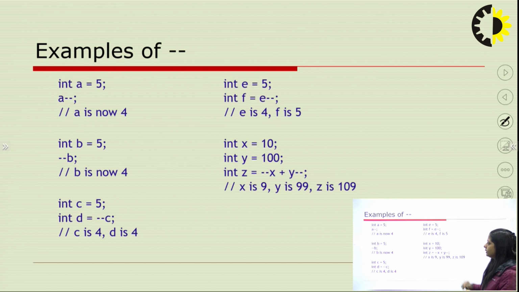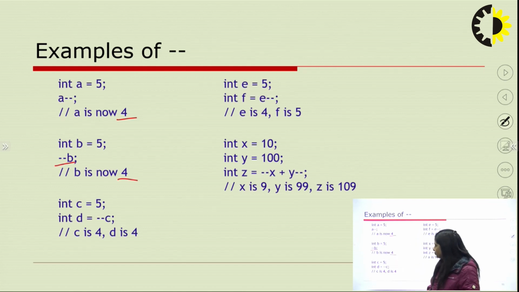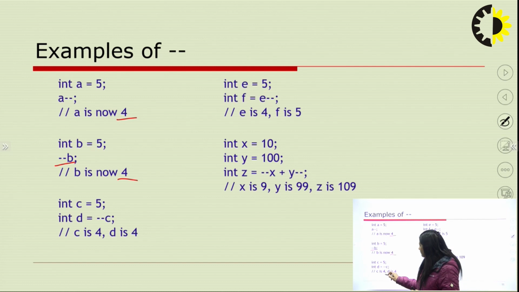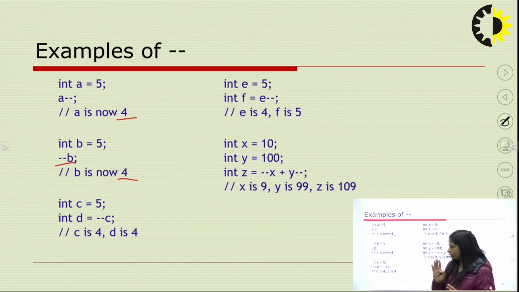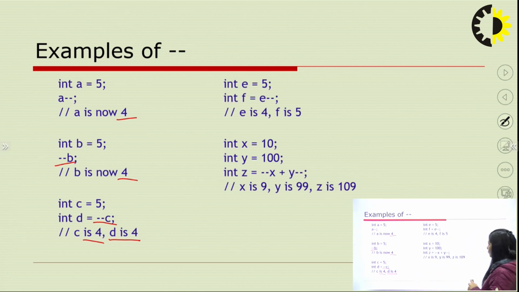Fine. So let me show you the examples of pre-decrement and post-decrement. We can see a minus minus, that is a post-decrement. So now the value becomes 4. Here as well the value is 4. Now we can see d equals the pre-decrement of c, that is minus minus c. Minus minus c says decrement by 1. So the value of d is 4, and yes, the value of c will be 4.